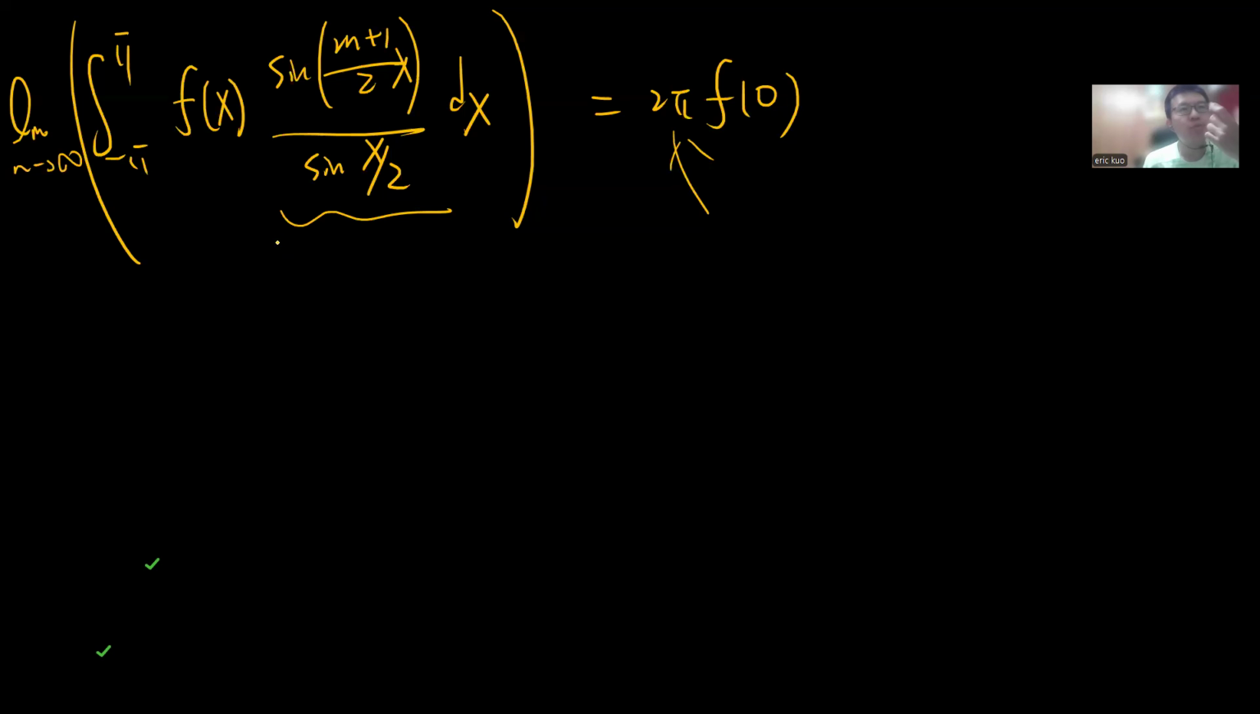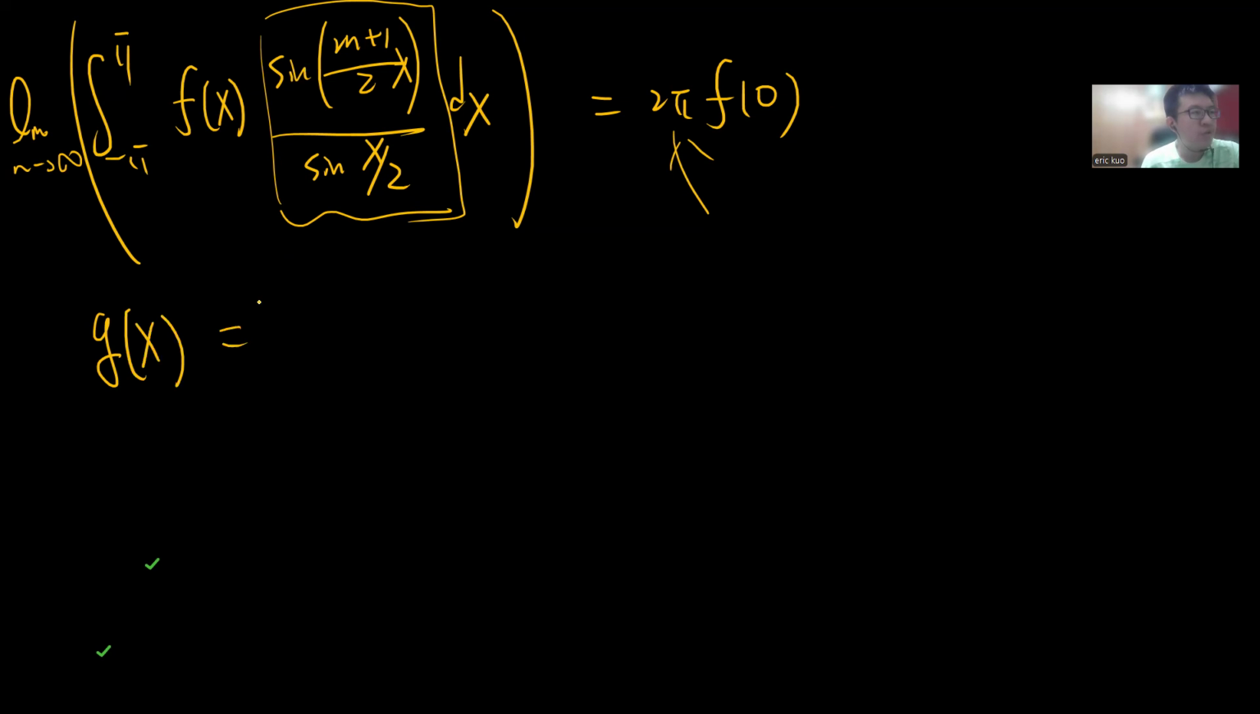Okay, so how do we prove it? Now we use Riemann-Lebesgue, right? So notice that this function is not a well-behaved function, because when x is 0, this is not well-defined. So if you directly use the Riemann-Lebesgue lemma, it tells you that this is 0. Sorry, but when x equals 0 it is not well-defined.